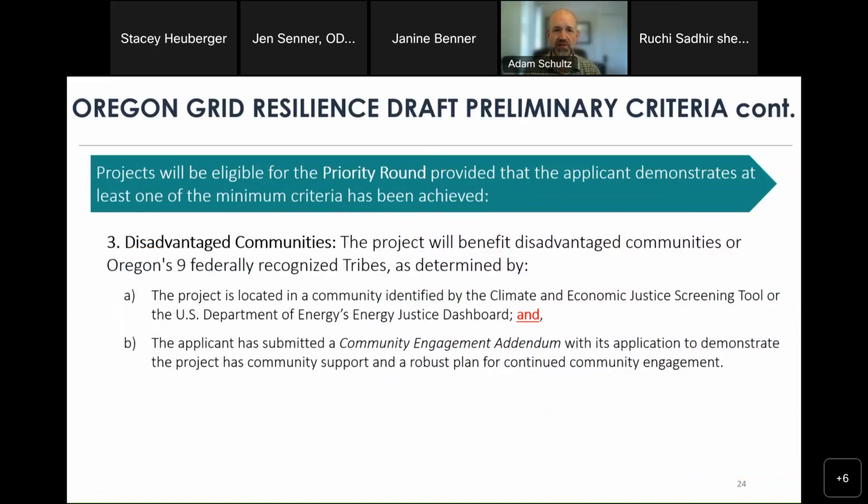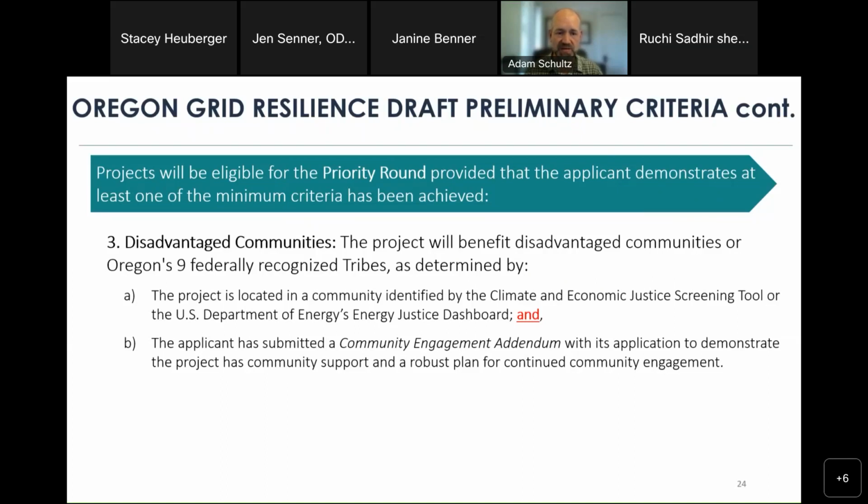In addition to the wildfire screen, we also propose that projects that benefit disadvantaged communities be eligible for the priority round. Similar to the wildfire eligibility, we again propose a multi-step process here. The project must be located in an area on the map as identified by one of 2 tools provided by USDOE, which I'll show in a moment on some slides. And the utility applicant will need to submit a community engagement addendum to demonstrate the project has community support and a robust plan for continued engagement.